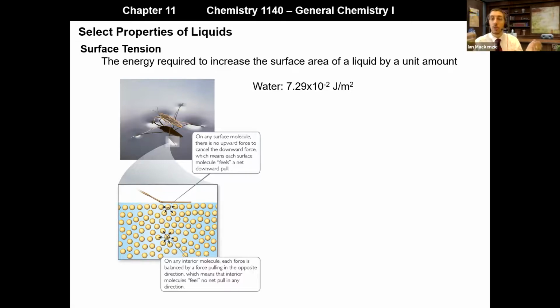The actual surface tension for water can be given in units of joules per meter squared, so that's energy per unit of surface area, and it's 7.29 times 10 to the minus second. Now, if we have a different liquid like mercury that has a much higher surface tension, then we're able to place even greater things on the surface without them sinking in due to that additional surface tension.